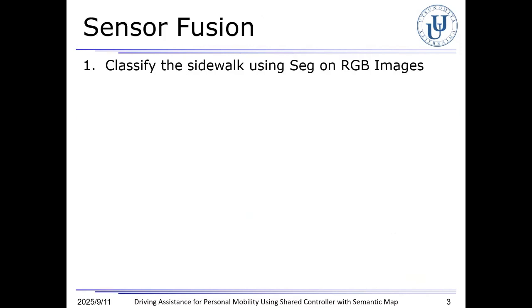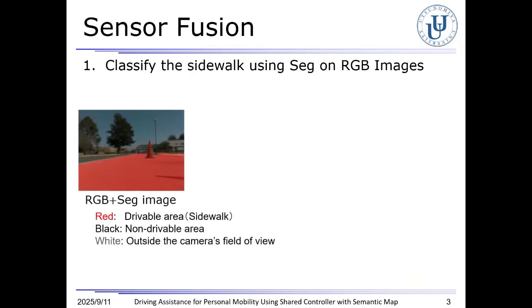Here, let us explain our sensor fusion. First, the sidewalk is classified using semantic segmentation on RGB images. Pixels corresponding to the sidewalk are colored red, and pixels outside the sidewalk are colored black. Since regions on the sidewalk occupied by obstacles are also non-drivable, we define the drivable areas as obstacle-free sidewalk, while obstacles on the sidewalk and regions outside the sidewalk are classified as non-drivable areas.